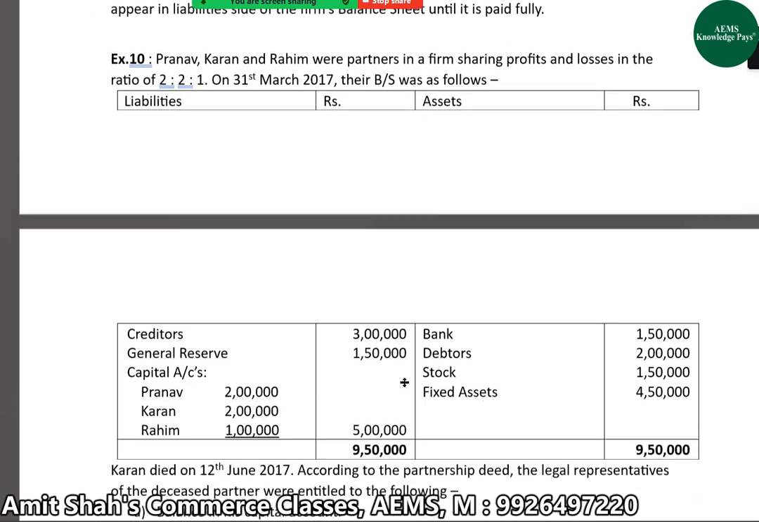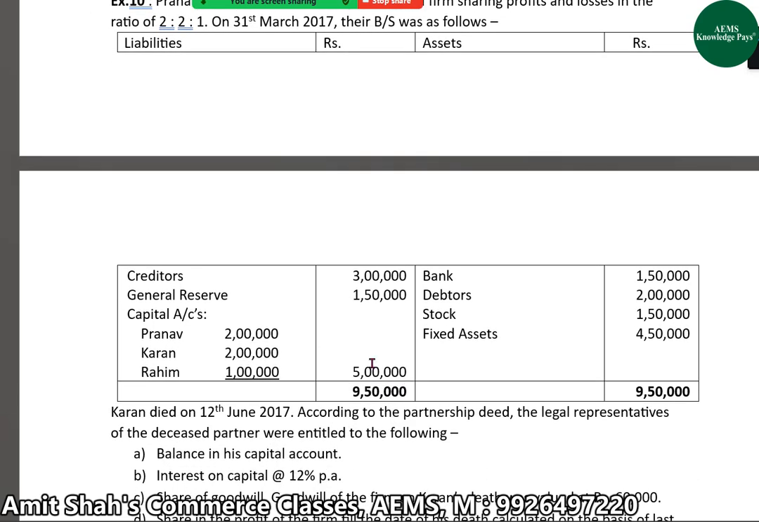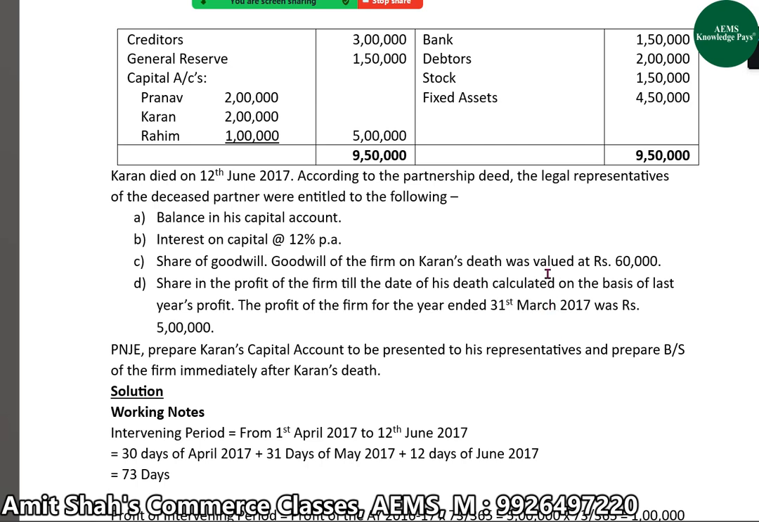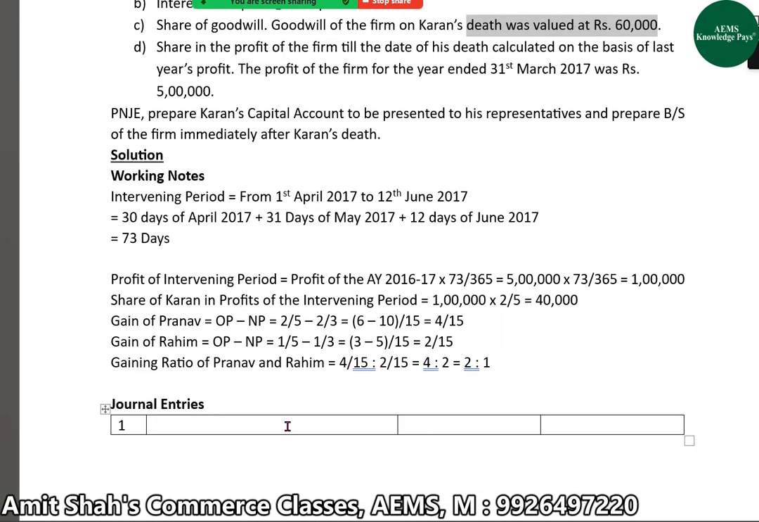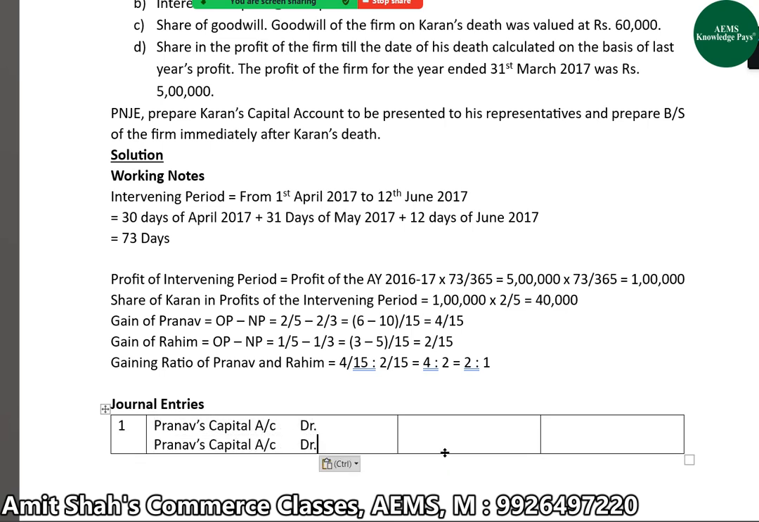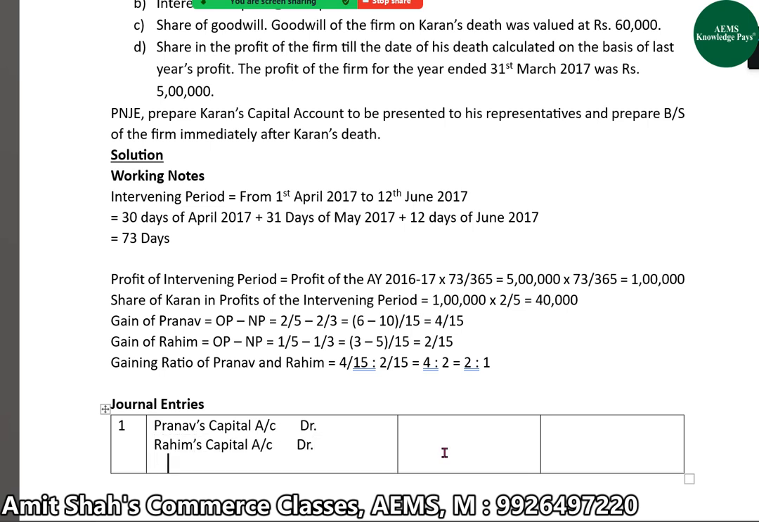First journal entry will pass for newly valued goodwill, which is 60,000. For that, we will debit gaining partners' capital accounts and we will credit sacrificing partner's capital account. So we will debit Pranav's capital account, we will debit Rahim's capital account, and we will credit Karan's capital account.